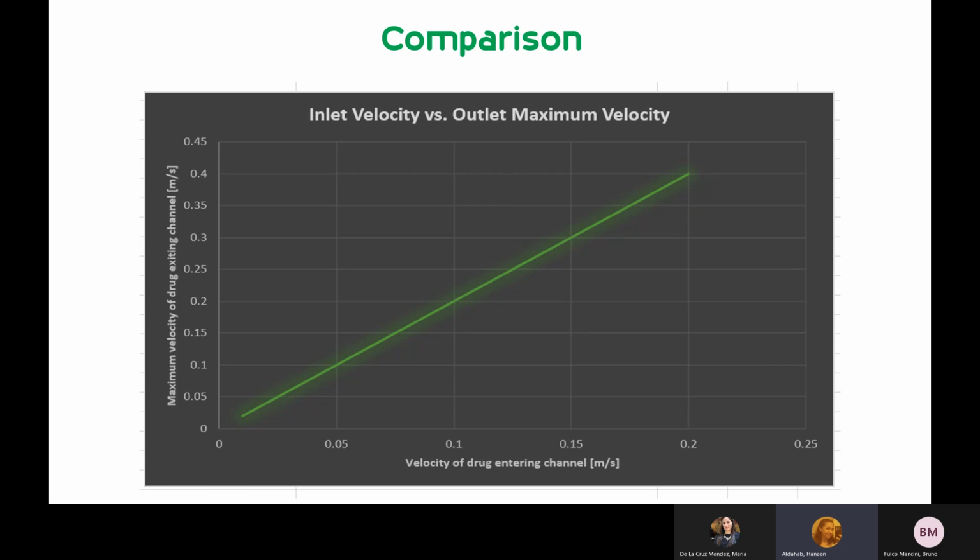And here we plotted inlet velocity versus the outlet maximum velocity, and it's also directly proportional, but with a factor of 2. So the outlet maximum velocity at the outlet is double the inlet velocity.